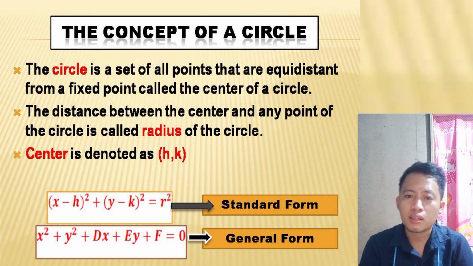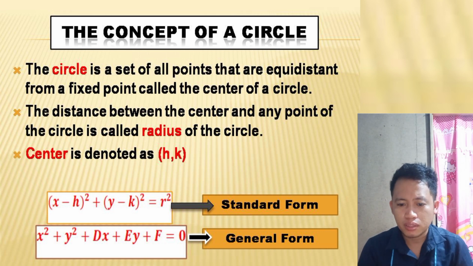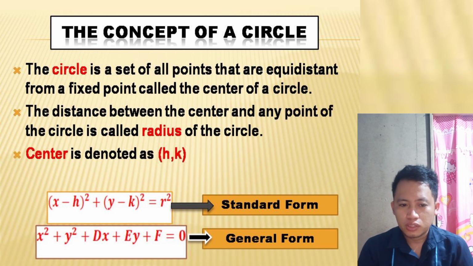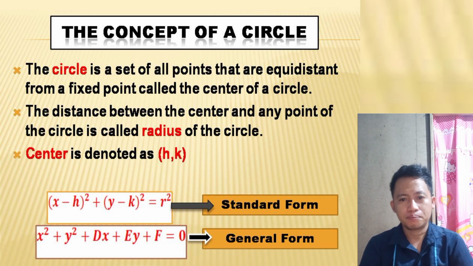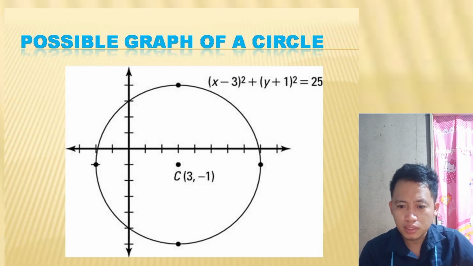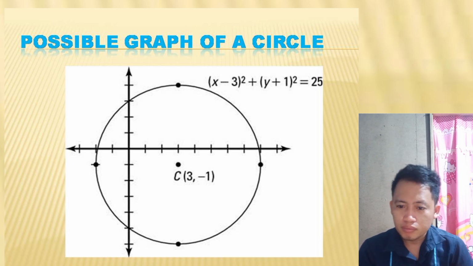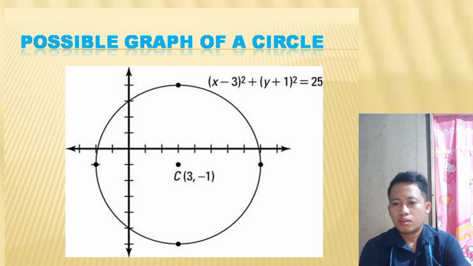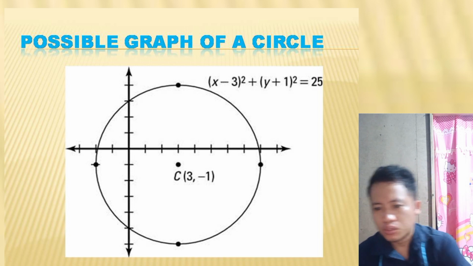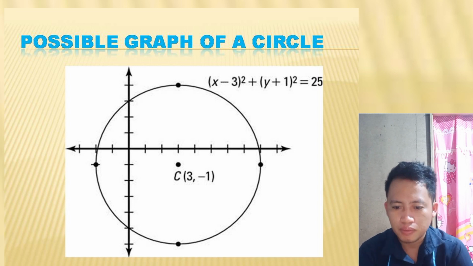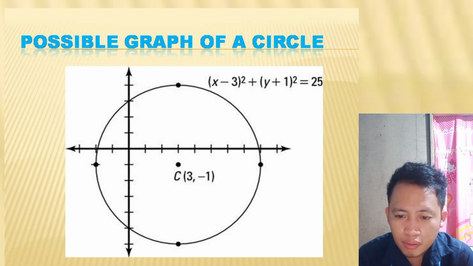As what I have said a while ago, there are two forms of a circle. Number one, standard form. Number two, general form. And these are the equations of a circle. And this is the possible graph of a circle. This is the graph of the quantity of (x - 3) squared plus the quantity of (y + 1) squared equals 25. The center is 3, -1.